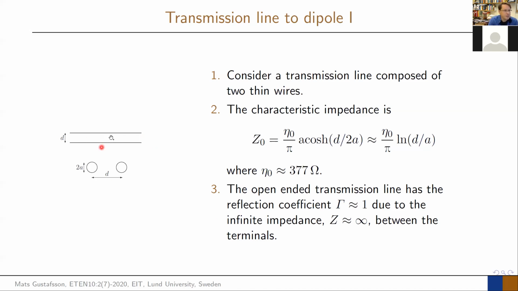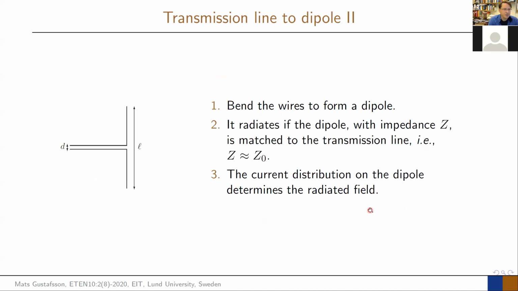The characteristic impedance for this one can be calculated. It's a known number. We will come back to that next week. In the course, we are not going to calculate these things. It's just something that is known and given. The open-ended transmission line has a reflection coefficient of 1, due to these open terminals. So the signal comes there, is reflected back, which means it doesn't radiate. It's not an antenna.